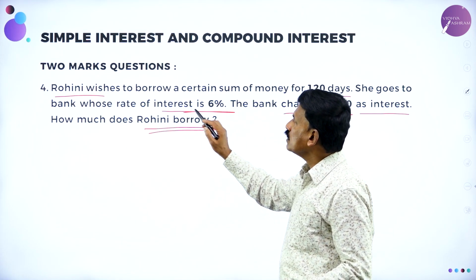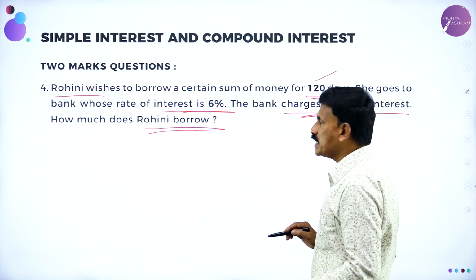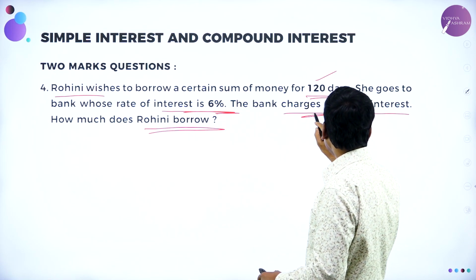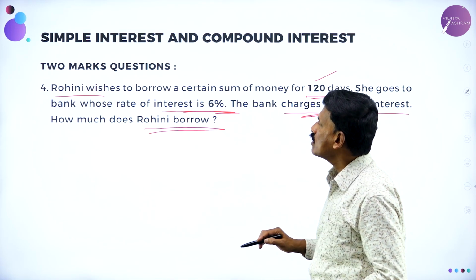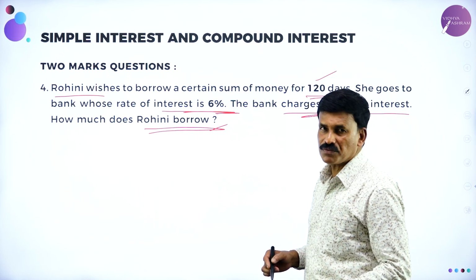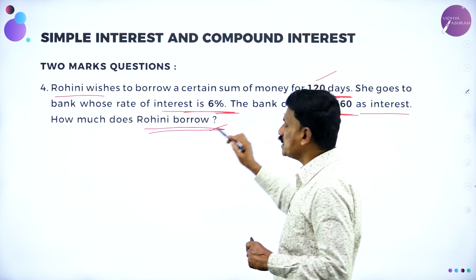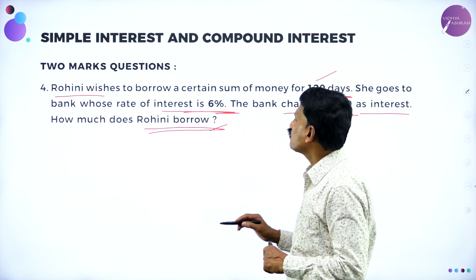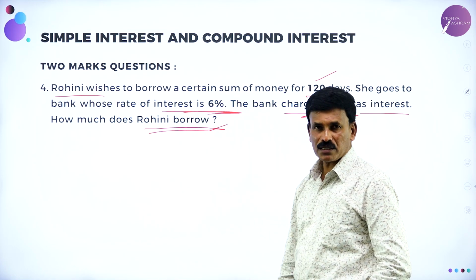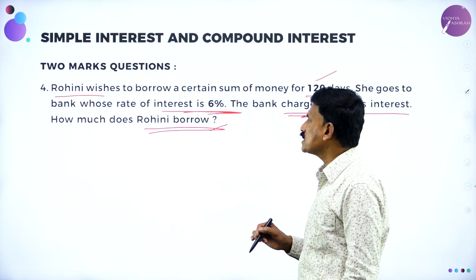So Rohini goes to the bank. Rohini wishes to borrow a certain sum of money for 120 days. She goes to the bank whose rate of interest is 6%. The bank charges rupees 360 as interest. How much does Rohini borrow? So here the amount is to be determined first, right? Number of days is 120, and the rate of interest is 6%. The bank charges rupees 360 as an interest. How much does Rohini borrow?